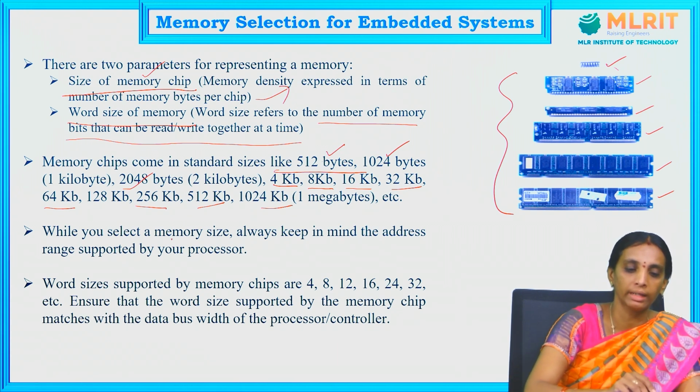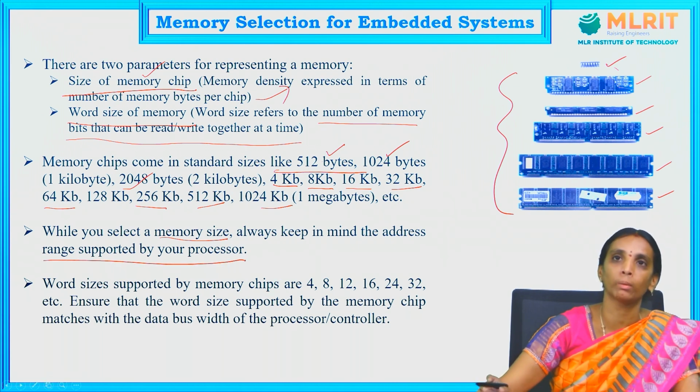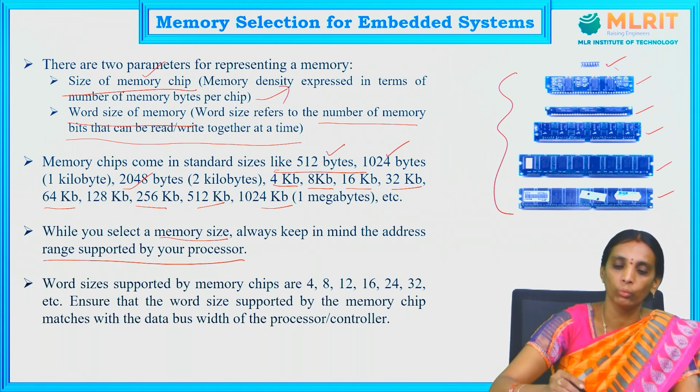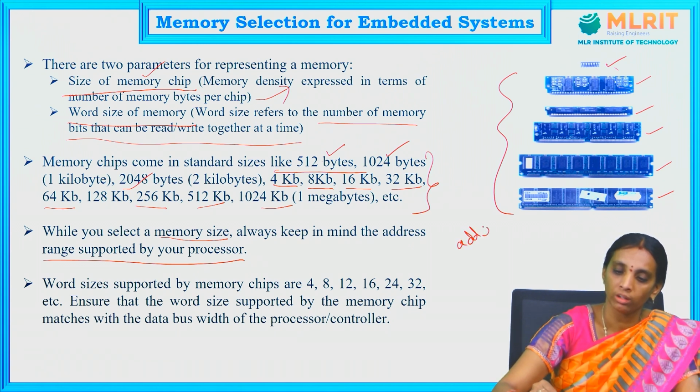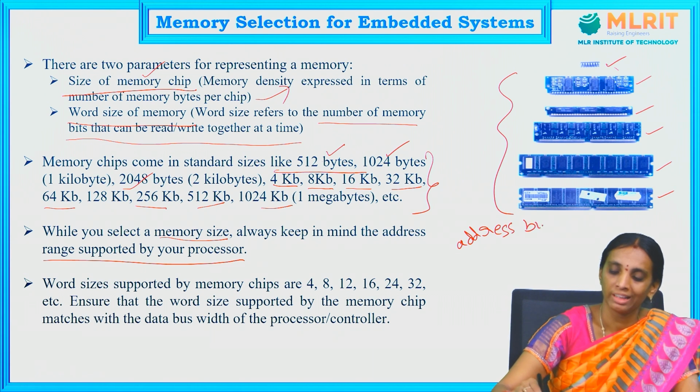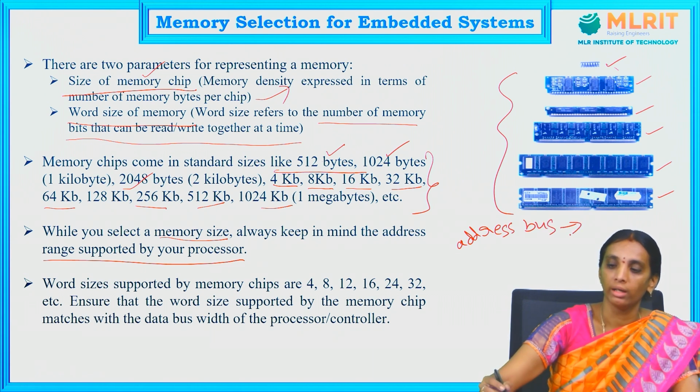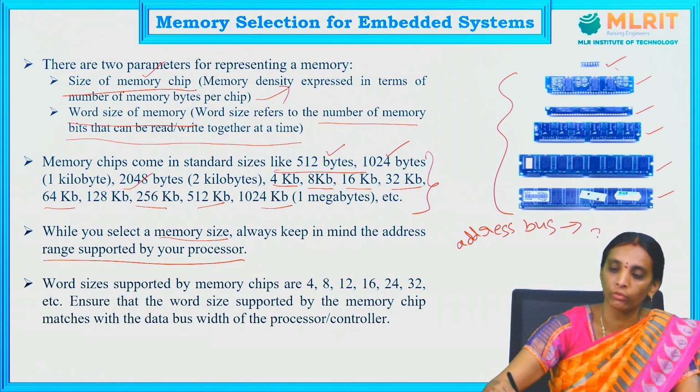While you select a memory size, always keep in mind that the address range should be supported by the processor. So we can select one of the memories from these sizes based on the address bus capability of the processor. If the address bus capability of the processor is 16 bits, then we need 2 power 16 to be the memory size.